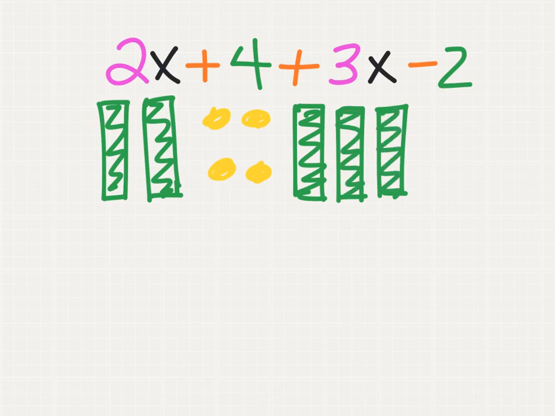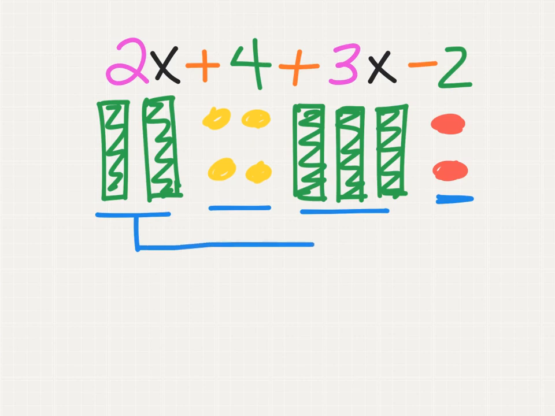Minus 2, or negative 2, means I need 2 red counters, one for each negative integer, negative 2. This is my model of this algebraic expression. And now I want to simplify by combining like terms. 2x is a term, plus 4, or 4 is a term, 3x is a term, and 2 is a term. I'm going to combine like terms.